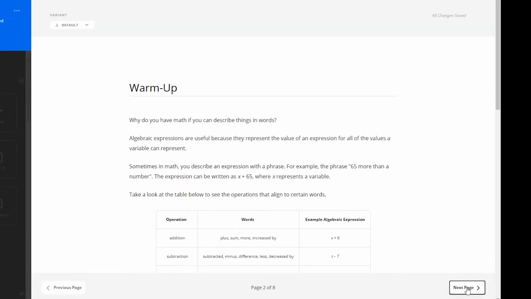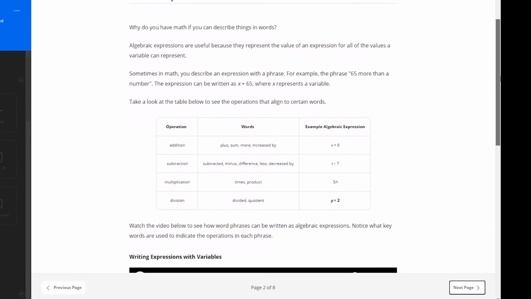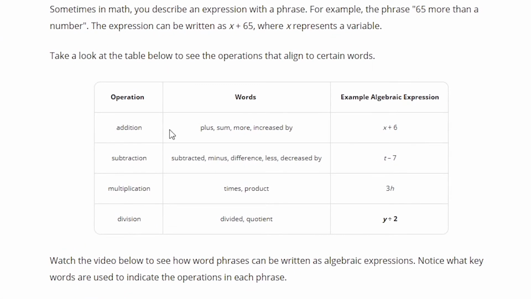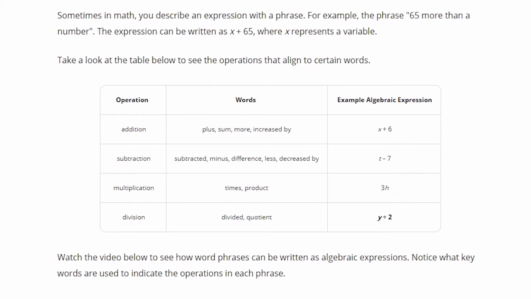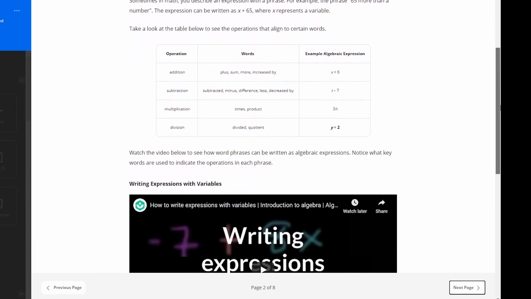The next page of this lesson contains a warm-up activity. Here, the usefulness of algebraic expressions is detailed for the learner, which includes a table below, listing the operation, words, and an example of the algebraic expression. This is to help show learners that there are several different words that mean addition or subtraction, for example, and these words correlate directly to algebraic expressions.